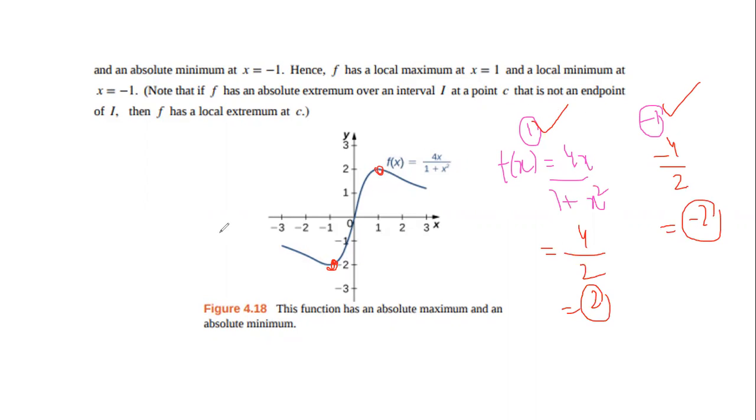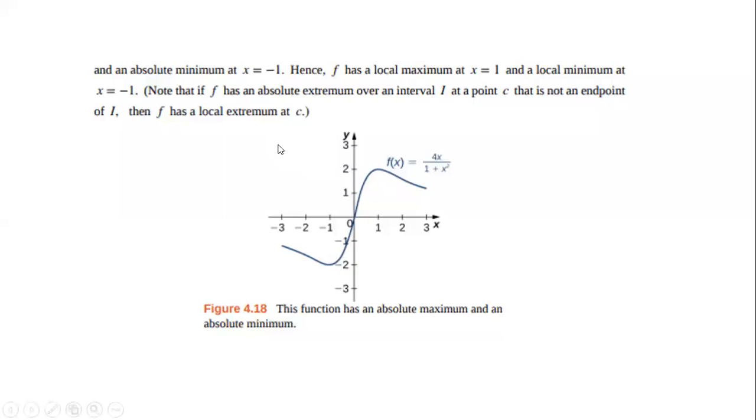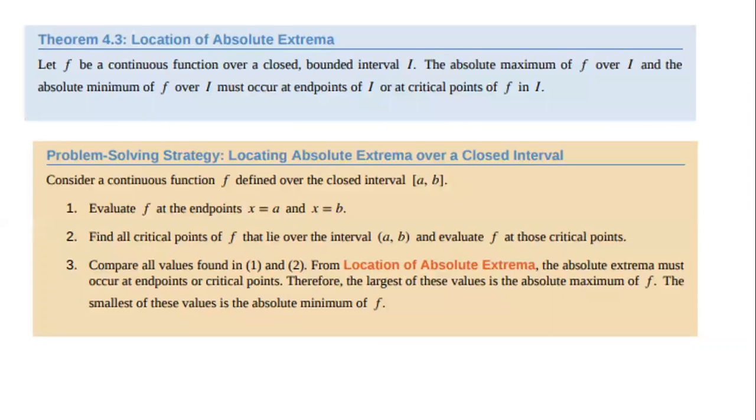So this means that I have an absolute minimum at this point because the value is negative. So absolute minimum at x equals negative 1, and absolute maximum as the value is positive. So absolute maximum at x equals 2. So it has two points, x equals 1 and negative 1 respectively, and for a positive value it is an absolute maximum and for a negative value it is an absolute minimum.